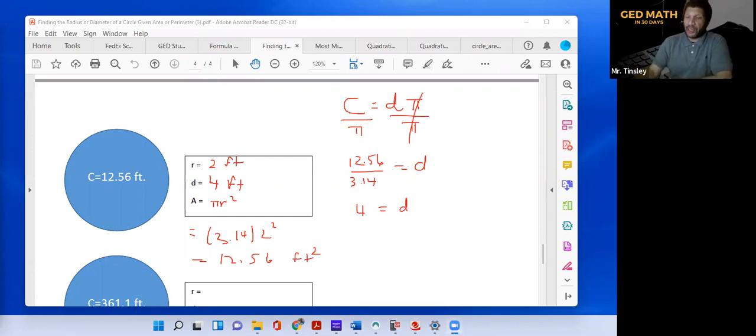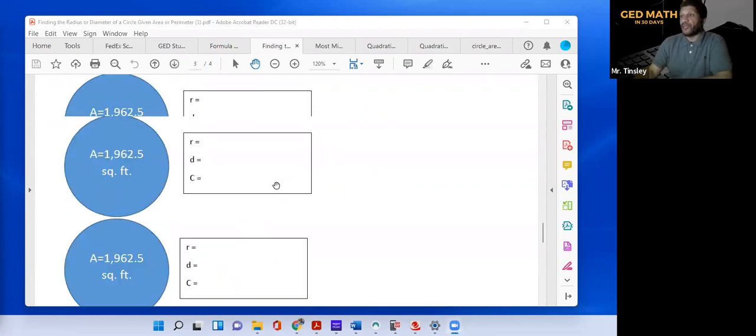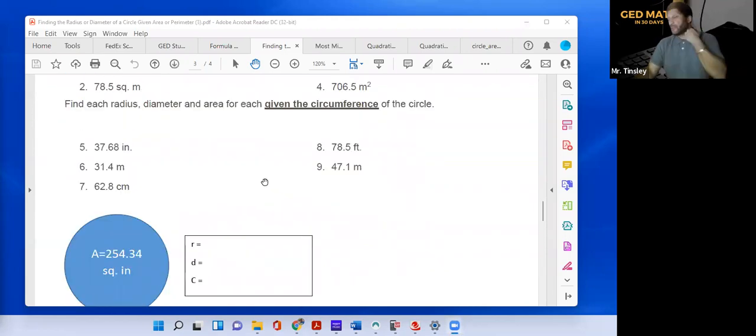All right, so let's look at another problem. Now I gave you a diagram this way. Now I'm going to show you in words. Here we go. Let's see if we can do this together. I want everyone to do number 5. I want you to tell me what the radius is, what the diameter is, and the area for number 5.